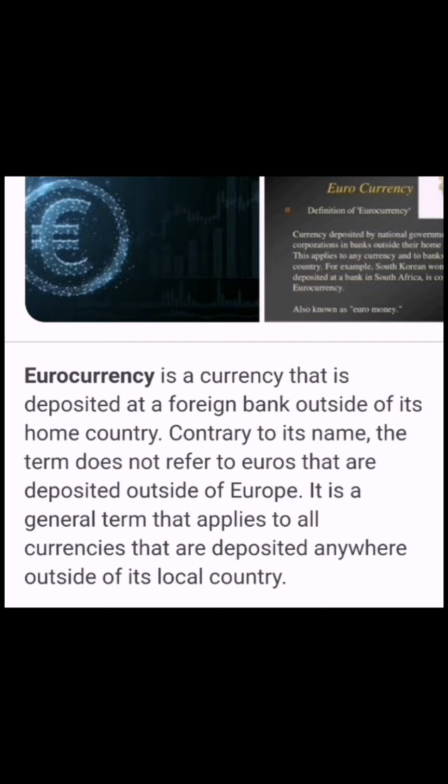Eurocurrency is a currency that is deposited at a foreign bank outside of its home country. Contrary to its name, the term does not refer to euros that are deposited outside of Europe. It is a general term that applies to all currencies that are deposited anywhere outside of their home country.